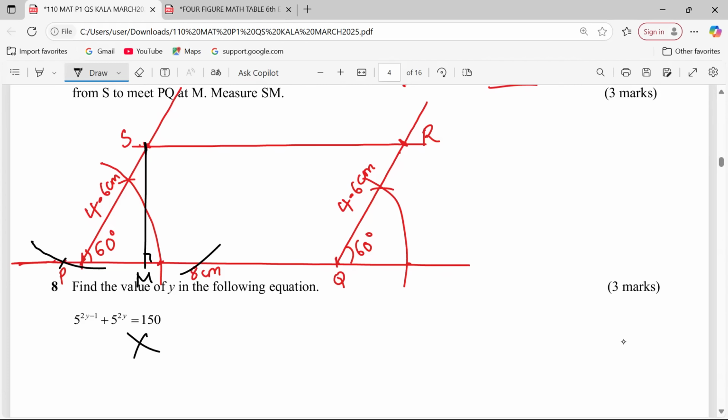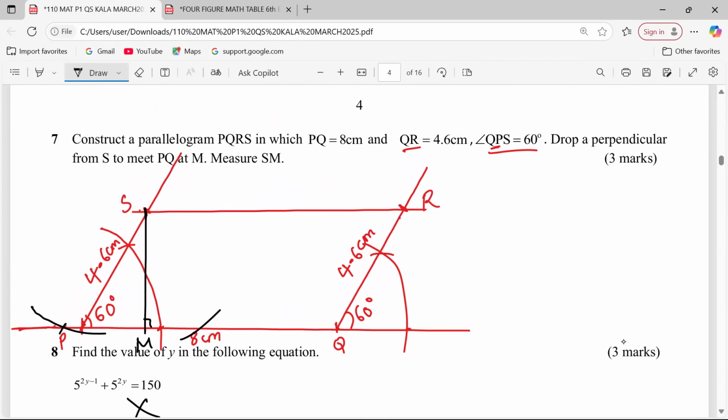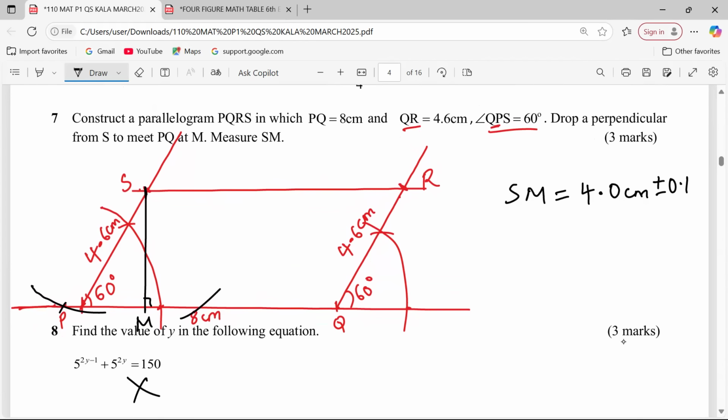Then you measure SM. Those who are very careful and constructing accurately, you shall discover that S to M is exactly 4.0 centimeters. We can allow an accuracy of plus or minus 0.1, such that if a student is having 4.1, we consider them. 3.9, we also consider them. But that's how you are supposed to work it out.